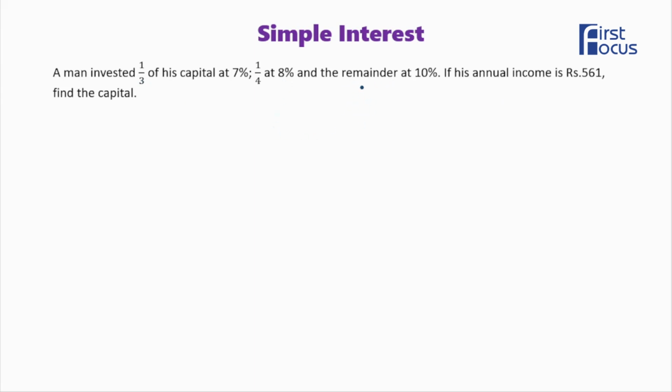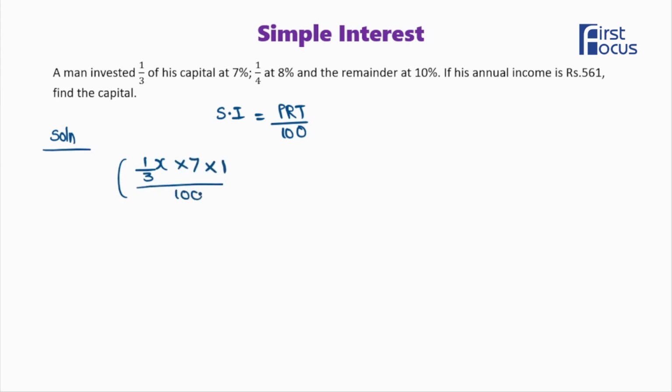How can we find the remainder? That is 1 minus the sum of the remaining investments, and there are 3 rate percents. By solving this sum we can understand much better. The formula for simple interest is, we know that, P into R into T divided by 100. The first investment is, in place of P, 1 by 3 of the capital, which we have to find, so we can take it as x. Then the rate percent is 7. Then the time period is 1, divided by 100.